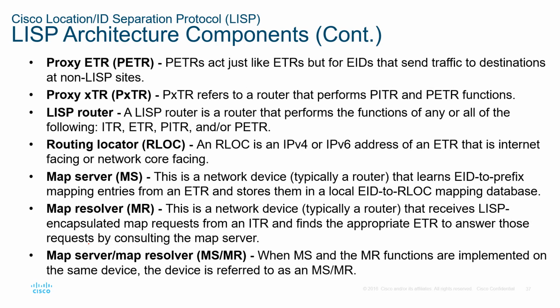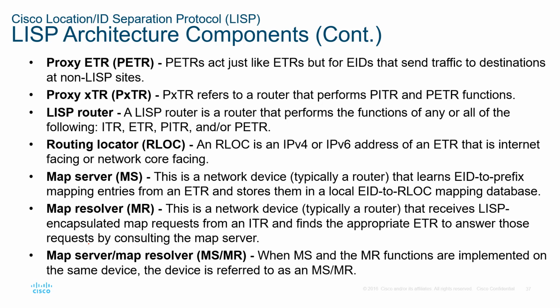We have proxy ETRs, we have proxy ITRs, we have our LISP routers, and that's going to be a router that will perform the function of any portion of the function or all of the function for our ITR, ETR, PITR, or our PETRs. A lot of acronyms that sadly you just don't get away from. We have our routing locator, our RLOC, and this is an IPv4 or IPv6 address of the egress that will be facing the internet. We have a map server and a map resolver.